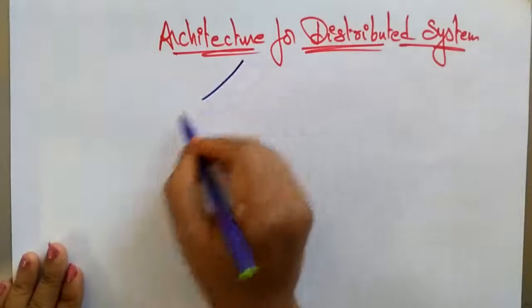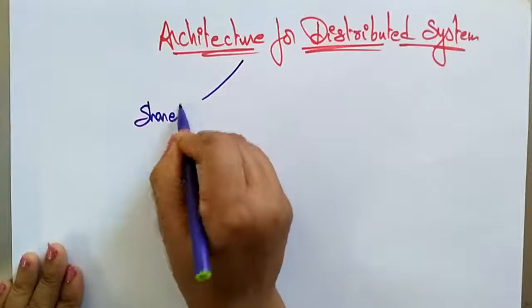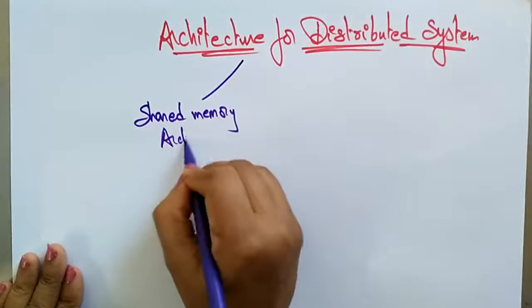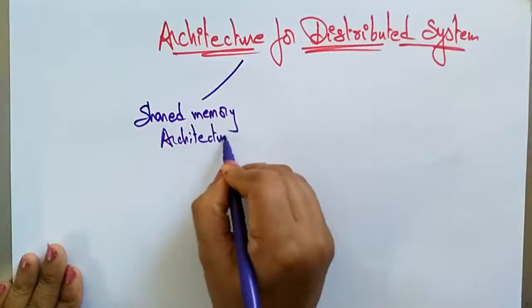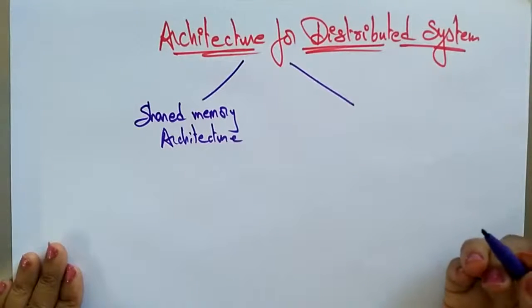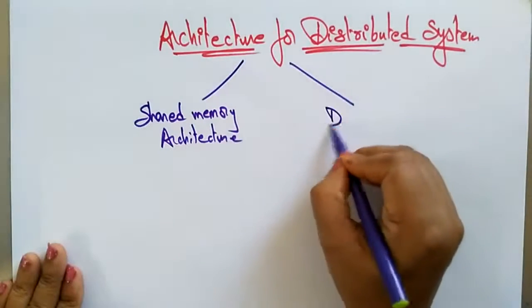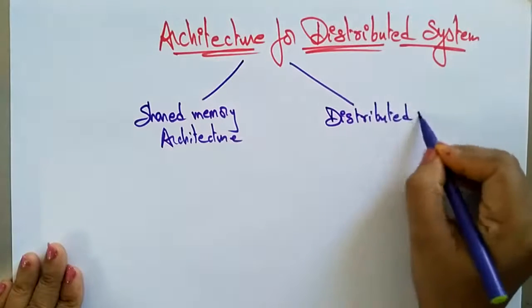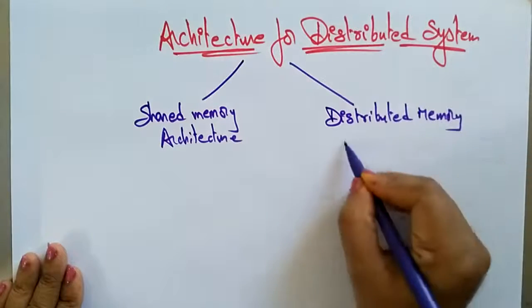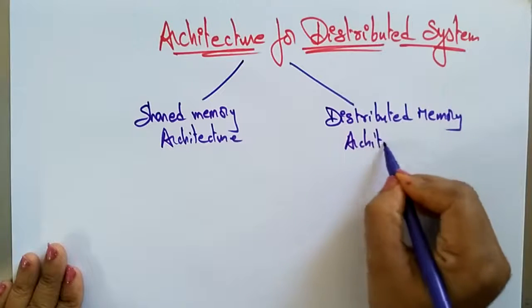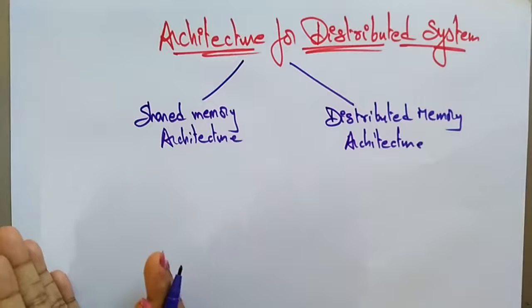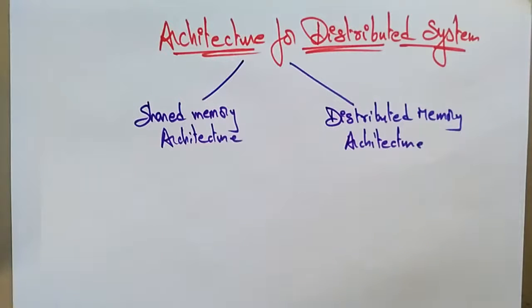One is the shared memory architecture and another is the distributed memory architecture. So the architecture is of two types. One is a shared memory architecture and another is a distributed memory architecture.